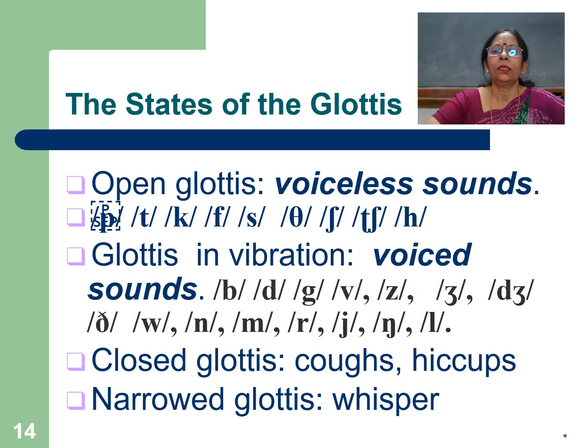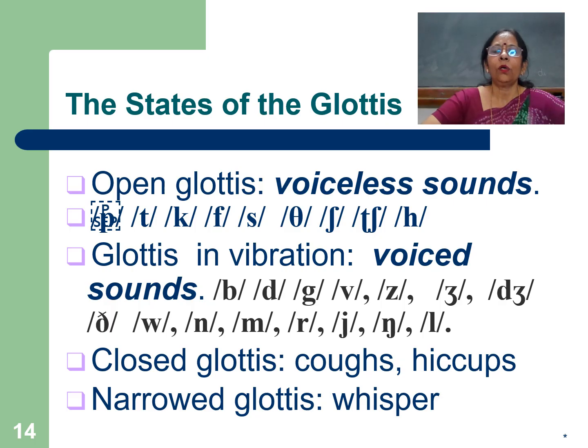As mentioned earlier, the vocal cords can be drawn apart or can be brought together. So there are four states of glottis. The open glottis, when the vocal cords are drawn apart, is the breathing position. The sounds that are produced are voiceless sounds. The sounds are p, t, k, f, s, th, sh, ch and h.